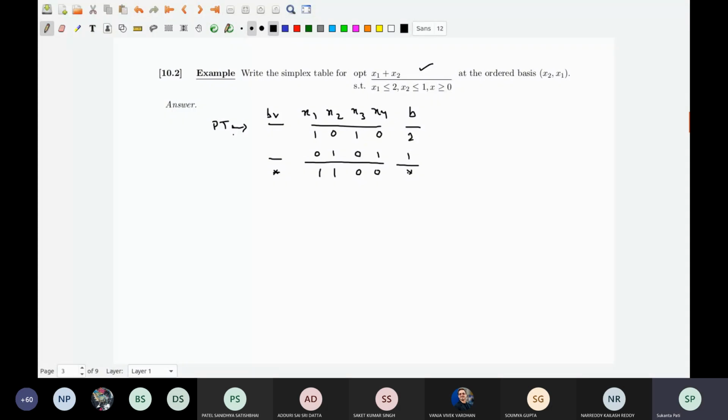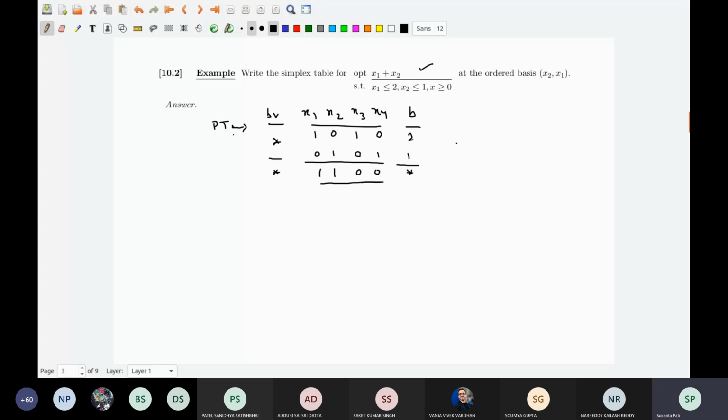This is my problem table, so you can put a star over here also. This problem table tells that I am trying to minimize C transpose X, that is x1 plus x2, over the system x1 plus x3 equal to 2, x2 plus x4 equal to 1, xi greater than or equal to 0. So that's the problem table.